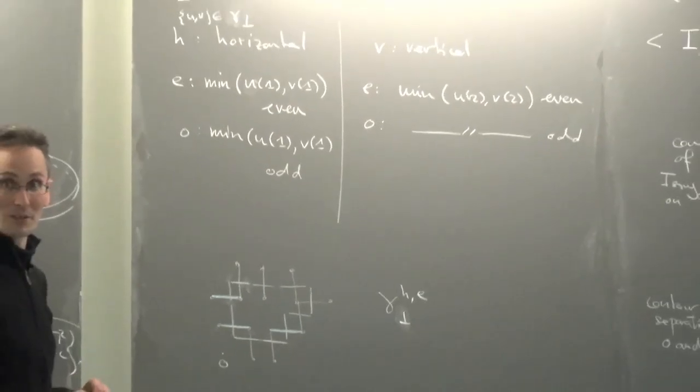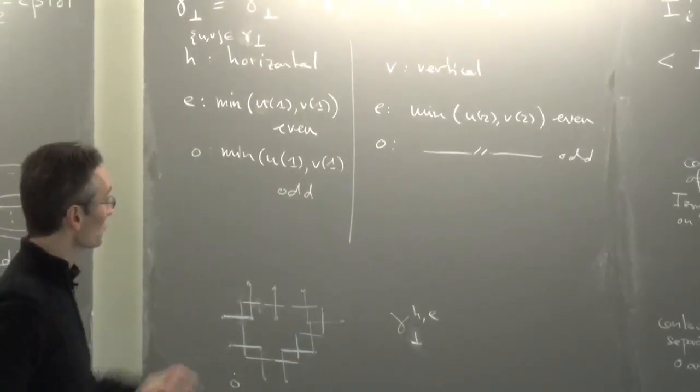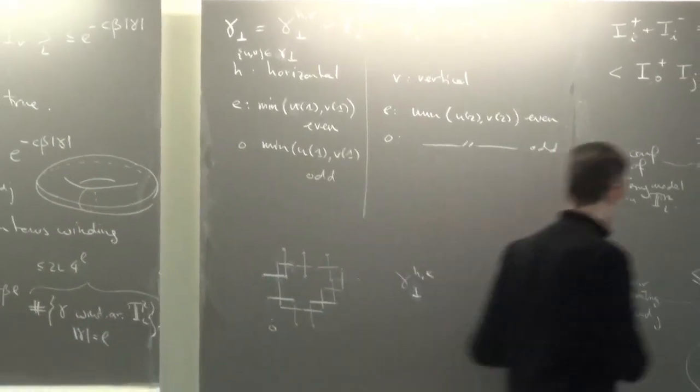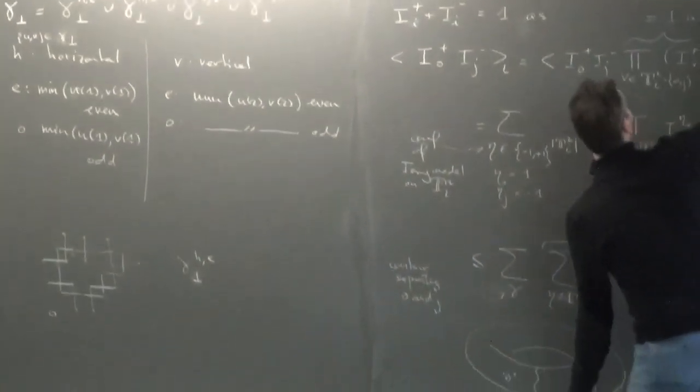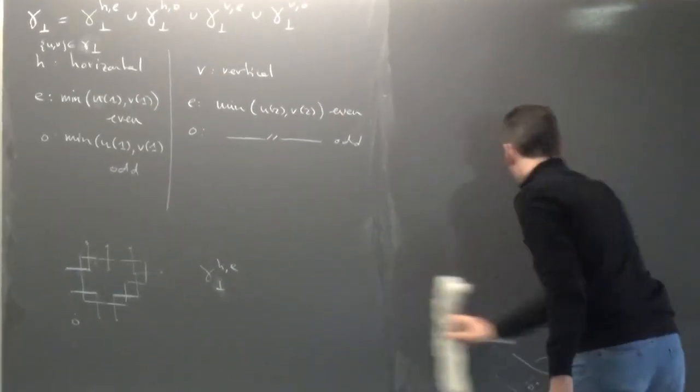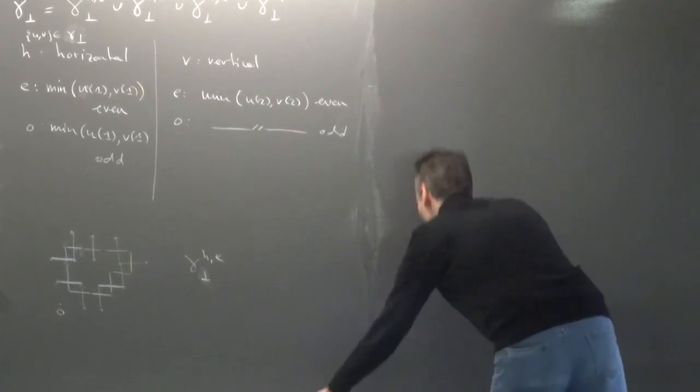Okay, it's clear what I've done. I'm just splitting into these 4 families. This will allow me to use, in a simple way, the reflection, the chessboard estimate. So let's split everything.